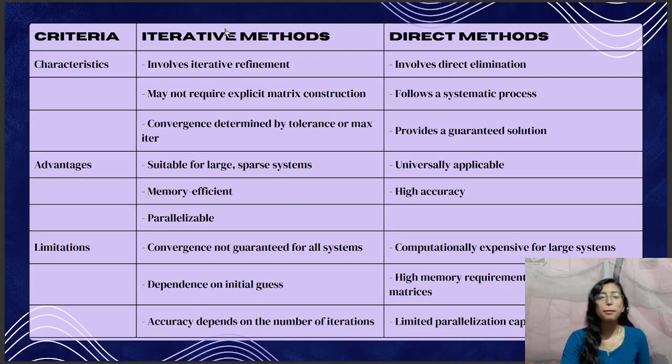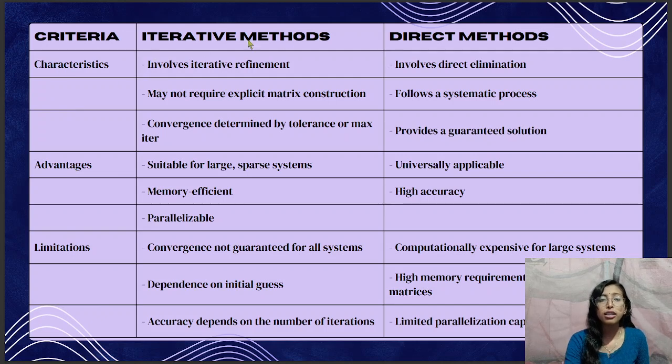Here we can see the comparison. In short, if this question arises in any exam or question paper, then we can write it in a short way, in a brief way. So the comparison table is given here. The criteria here in which we are comparing these both iterative method and direct methods are first characteristics, then advantages and limitations. So let's see point by point and understand it.